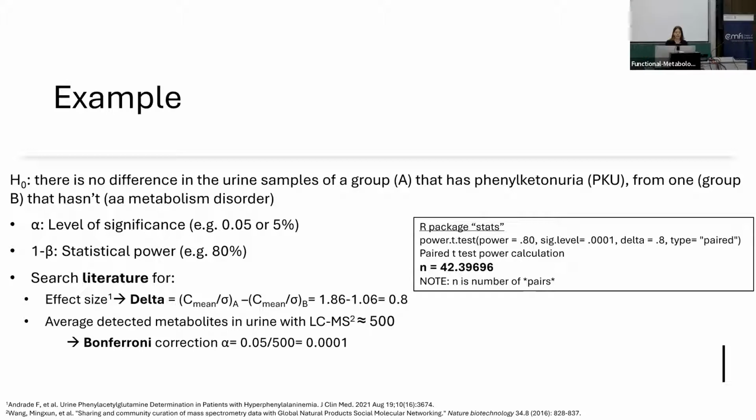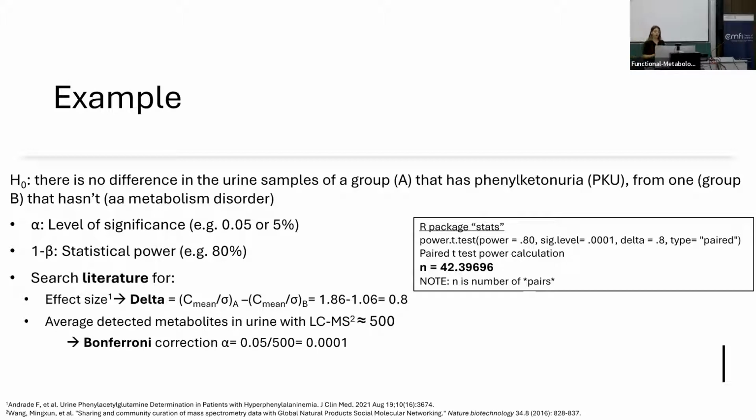So the authors gave out data about the concentration mean between the control group and the group that is sick. Also, they gave the standard deviation of their measurements. So we can calculate delta, which is basically the difference in concentration means between the different groups divided by the standard deviation, right? And this equals 0.8. This is quite a significant difference.